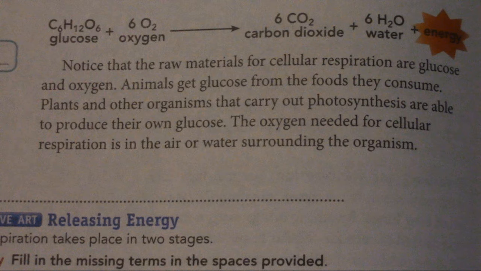Notice that the raw materials for cellular respiration are glucose and oxygen. Animals get glucose from the foods they consume. Plants and other organisms that carry out photosynthesis are able to produce their own glucose. The oxygen needed for cellular respiration is in the air or water surrounding the organism.